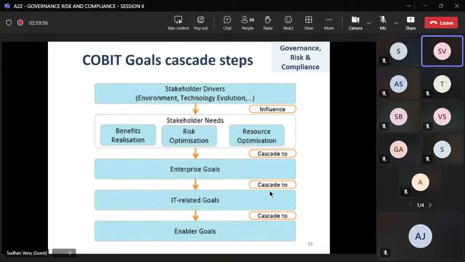And the COBIT goals cascade has steps: stakeholder drivers, which is the environment and technology evaluation, and stakeholder needs, enterprise goals, IT-related goals, and enabler goals. Step 1 is to identify the influence of the key stakeholder drivers on the stakeholder needs. Next, stakeholder needs are cascaded to enterprise-level goals, then enterprise goals are cascaded into IT-related goals, and the IT-related goals are cascaded into enabler goals. So these are the COBIT goals cascade steps.